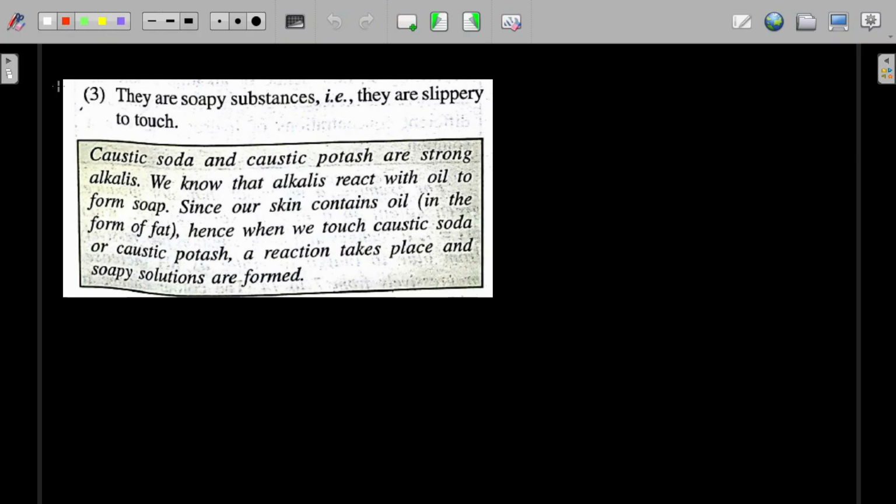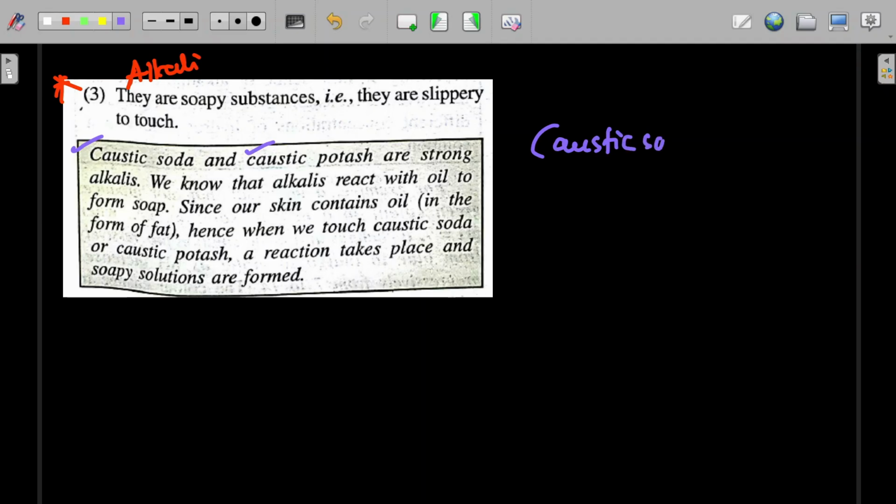Okay, one give-reason question I have included here: bases are soapy substances, that is, they are slippery to touch. Especially not bases, we have to call them alkalis, because only those which are soluble in water will give you that slippery feeling. So you can see here caustic soda and caustic potash.